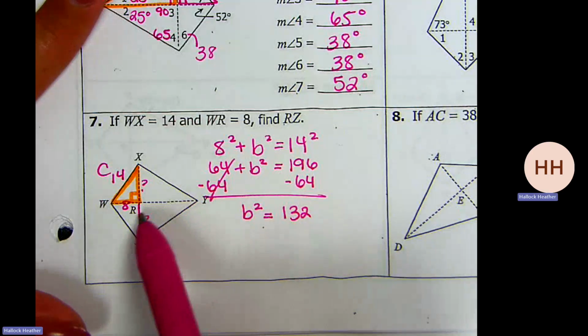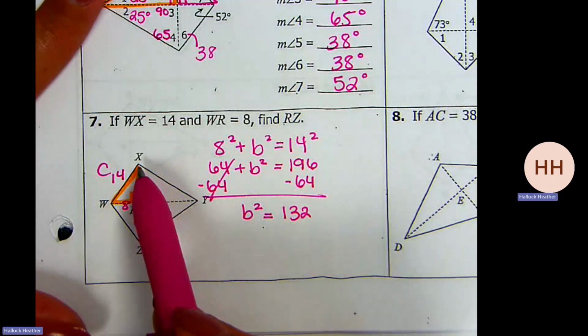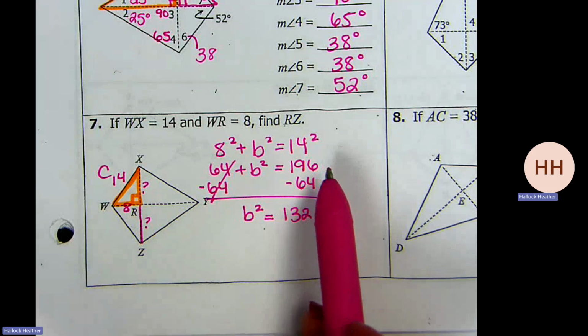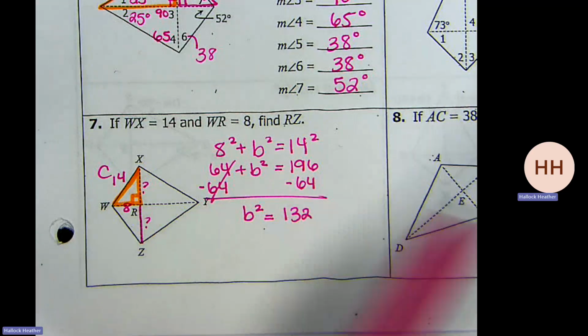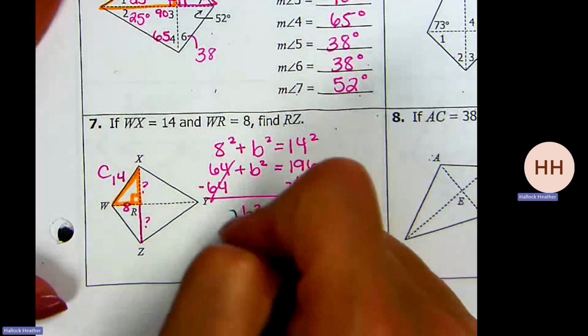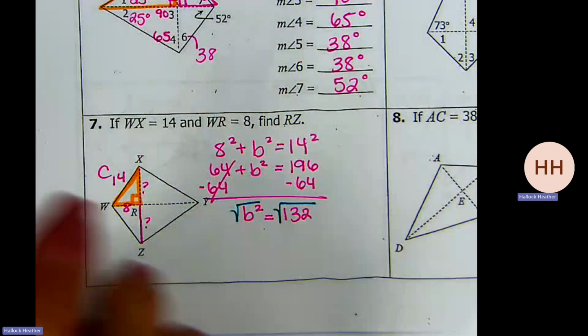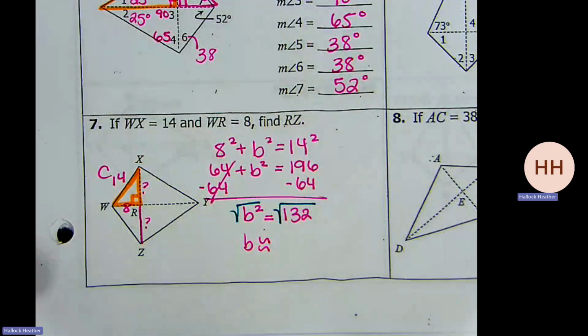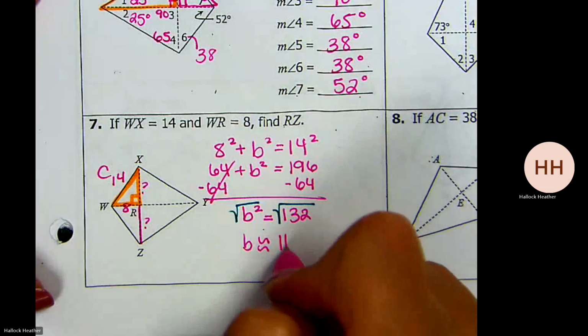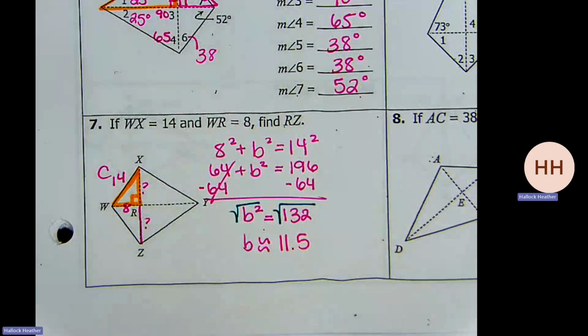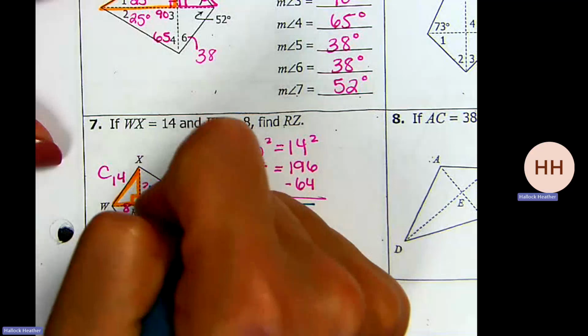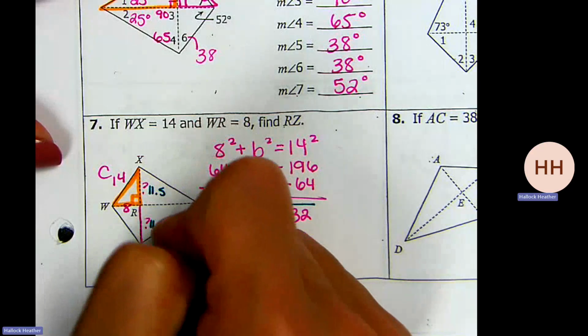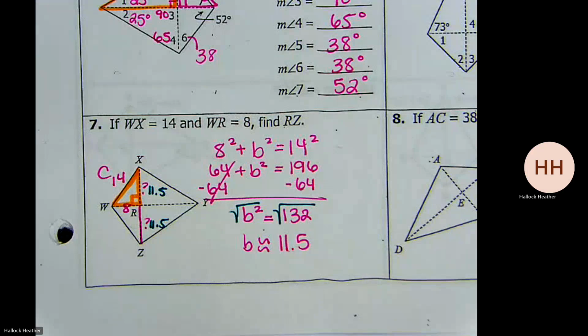So A and B, remember, do not matter. C has to be the diagonal. So I get 196. And now to get rid of the B squared, I square root it. So in a calculator, you have to press shift square root or turn your phone sideways. B is around how much? So 11.5. So that distance from here to here technically is 11.5, and this would also be 11.5. So the answer is 11.5.